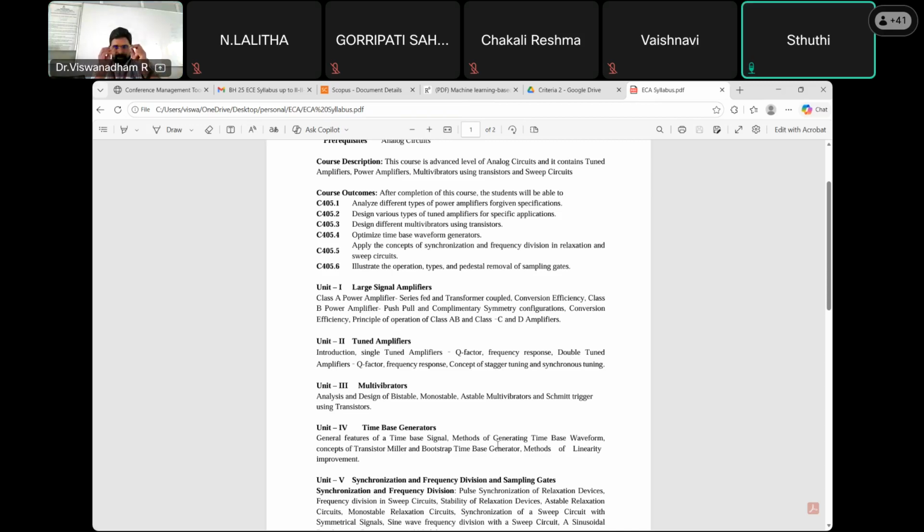Then unit 3, multivibrators. In tuned amplifiers also, you need to write the introduction, need, and types of tuned amplifiers. Single tune or double tune classification. That is a must for every question. All of you understood? Maybe in the first unit, maybe in the second unit, for any question, the introduction should be there. So please follow that particular notation.